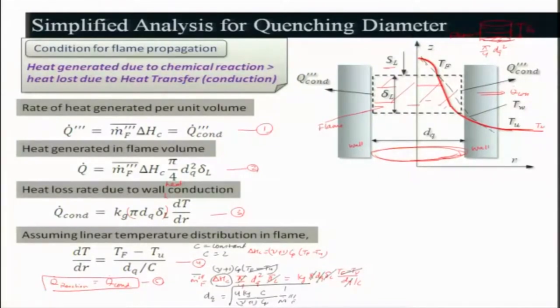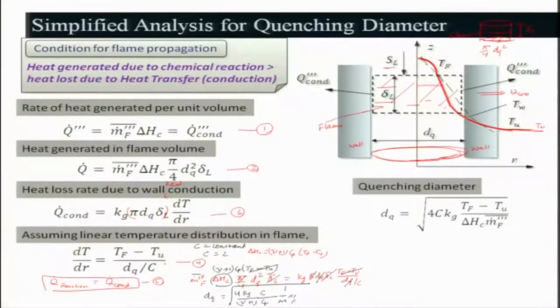This is some arbitrary value we have taken; otherwise, if I take a linear profile, I will take C as 2, right. So, after simplification, because we know that m dot f is basically 1 over 32 by 9 alpha by rho u nu plus 1 by S L square, I will substitute over here, right. If I do that, what will I get?